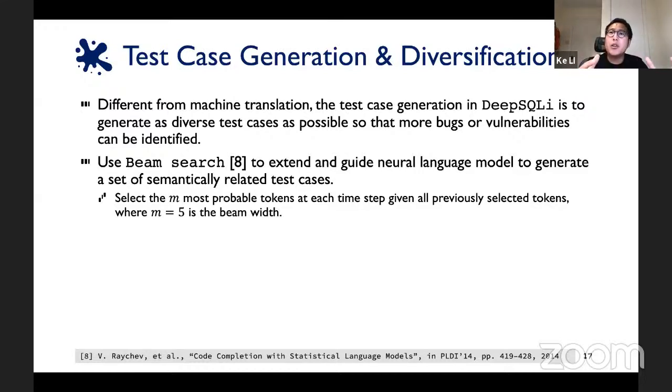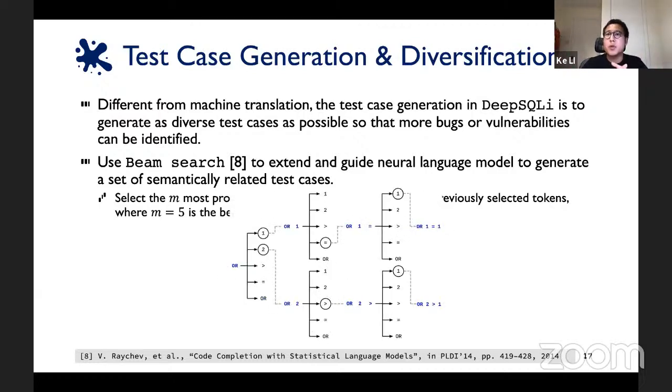So its basic idea is to select the m most probable tokens at each time step, given all previously selected tokens, and to leverage the neural language model to carry on the search from these m tokens and just discard the other ones. Here, m represents the beam width, and we set m to be 5 in our experiments.